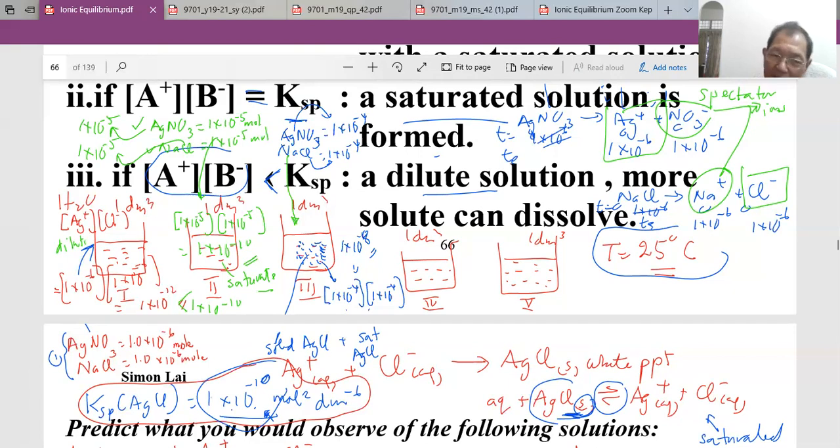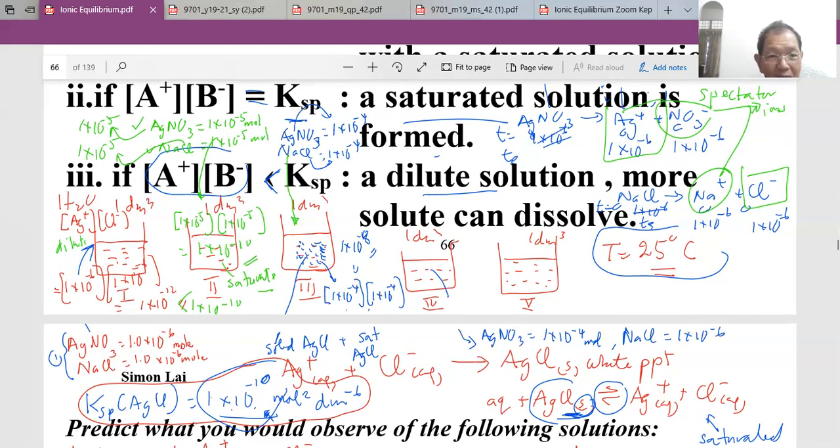Okay. Now, how about if I do a different thing here? Okay, I'm going to put silver nitrate here as 1 times 10 to the power of minus 4 moles. I'm going to put here sodium chloride equal to 1 times 10 to the power of minus 6.